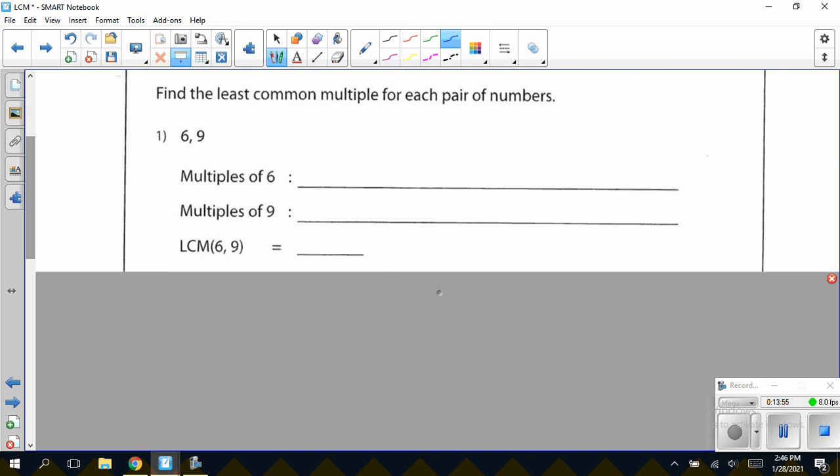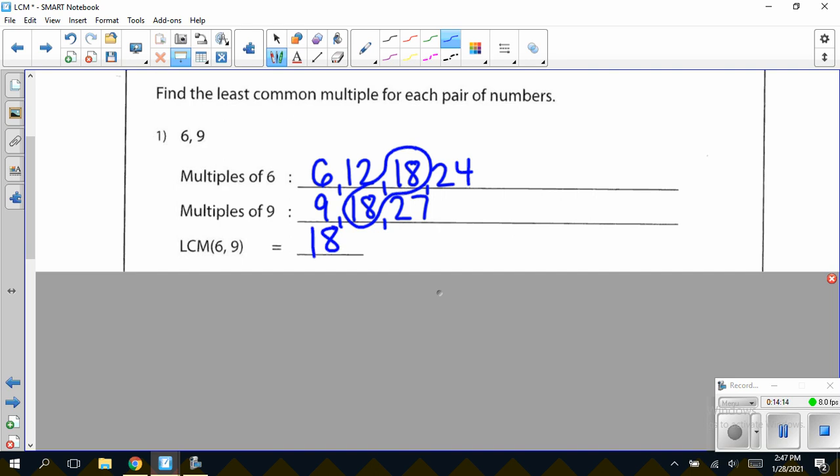So counting by 6s, I have 6, 12, 18, 24. Counting by 9s, I have 9, 18, 27. Again, we've already done this question together, so I do know that 18 is the very first number that they both have in common. So 18 would be my LCM.